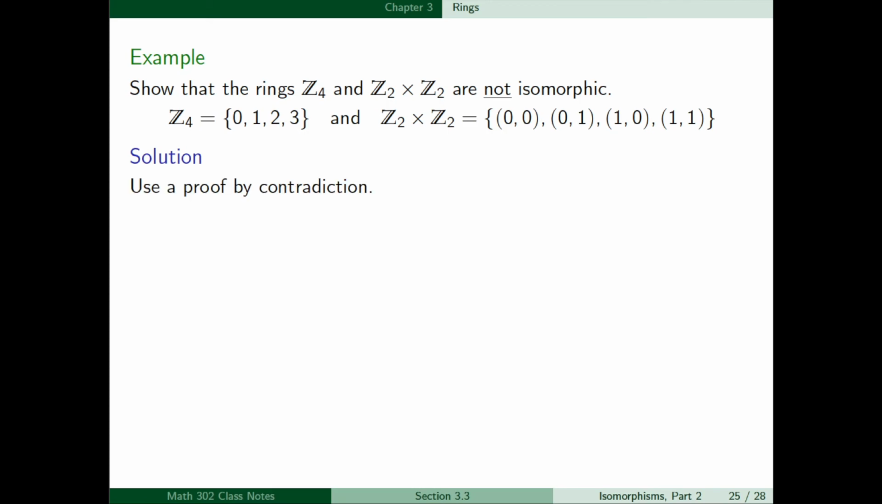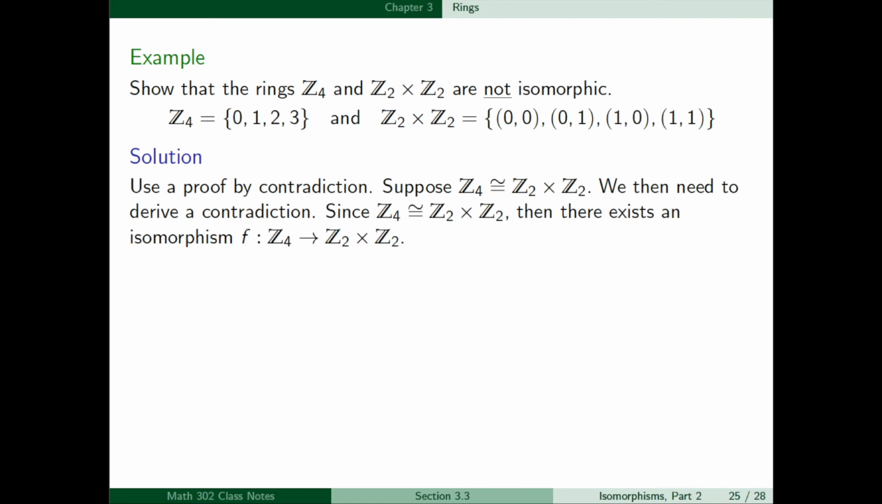And to show this, we'll use a proof by contradiction. So we want to show that the rings are not isomorphic, so let's suppose that they are isomorphic. So suppose Z4 is isomorphic to Z2 cross Z2. We then need to derive a contradiction. Since Z4 is isomorphic to Z2 cross Z2, then there exists an isomorphism F from Z4 to Z2 cross Z2.